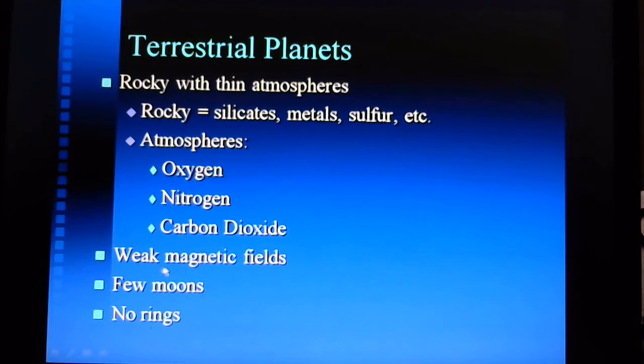When it comes to magnetic fields, our terrestrial planets have weak magnetic fields compared to the outer planets. In fact, Mars appears to have lost its magnetic field. And few moons. Mars got 2, Earth got 1. The other 2 terrestrial planets, Venus and Mercury, did not get any. So not as many moons in the inner part of the solar system. And none of the terrestrial planets have rings. Although maybe we should give a little bit more time for that. Way down the line, Mars might eventually have one.